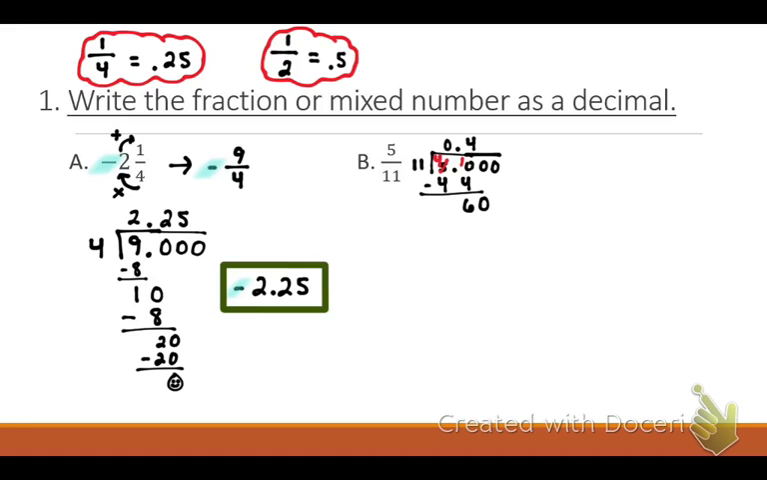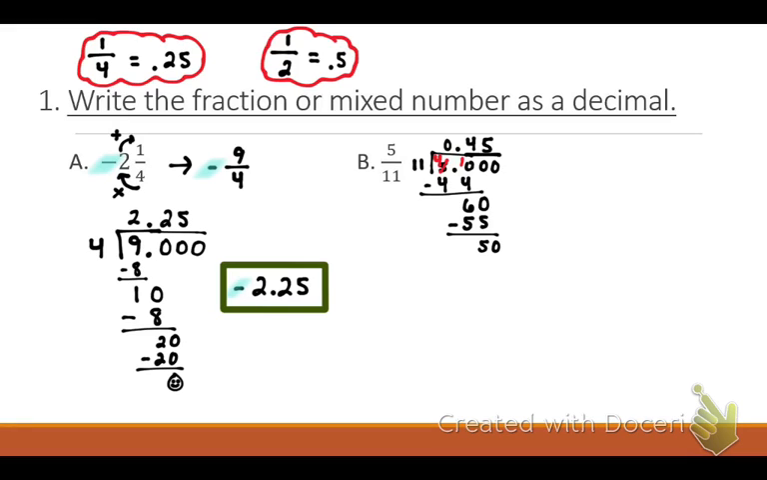How many times can an 11 go into a 60? 5 times is correct. 5 times 11? 55. What is 60 minus 55? 5. Okay, the 5 is smaller than that 11.